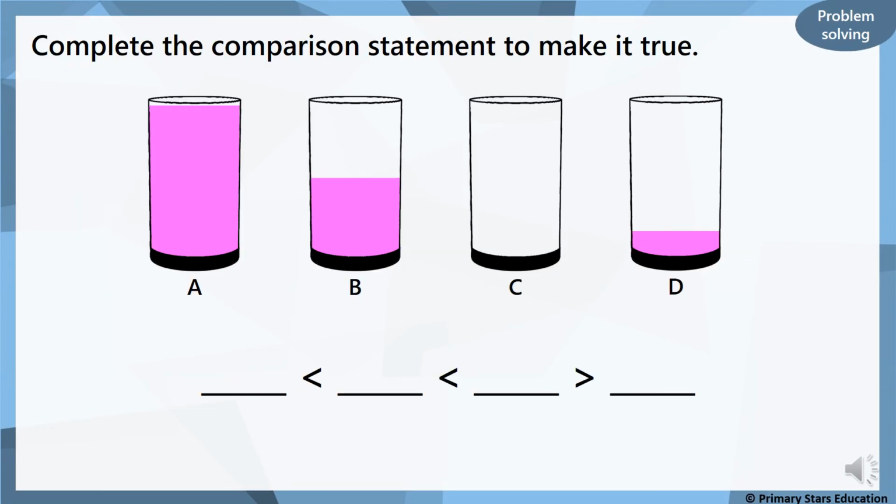This is quite a tricky problem to solve, so don't worry if you find this a bit difficult. But I want you to complete the comparison statement to make it true. So you have got symbols there that you should be familiar with, and you have got the liquid in A, B, C and D. You can pause it now, take your time over this. You can always talk it through with somebody else, but if you're not sure, don't worry, just come back and check in and I will explain it to you.